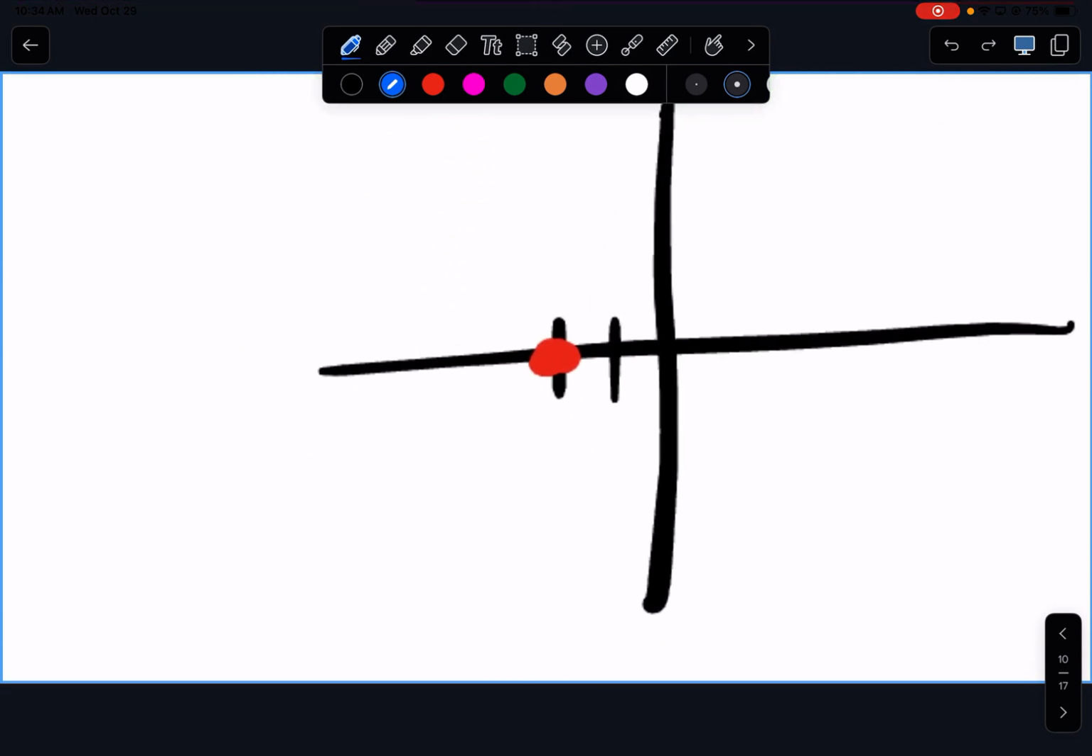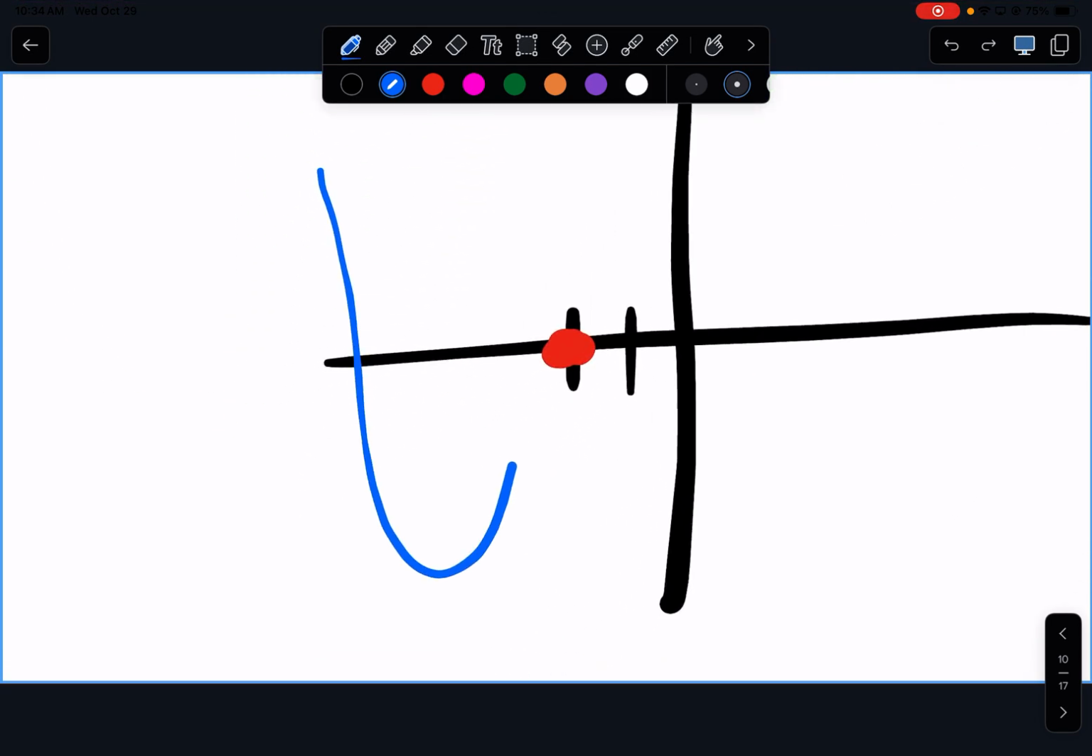If it were the other way, comes down, goes back up, goes through -2, and comes back down. Okay? It bounces off the x-axis. Does not cross the x-axis.